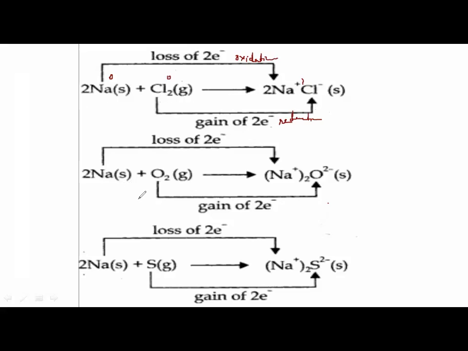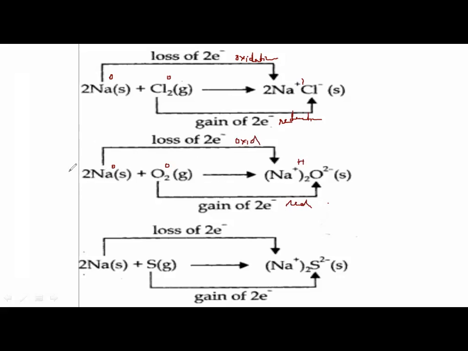Similarly, Na plus oxygen is becoming what? It is becoming Na plus, that is twice, and then O2 minus. It is becoming an oxide. So Na is 0 here. It is becoming +1. And O2 is 0. It is becoming -2. So what is Na doing? Losing 2 electrons. So it is oxidation. And this is reduction.